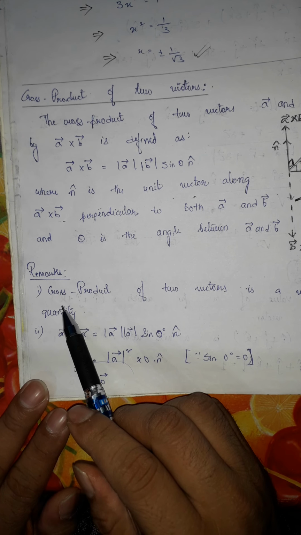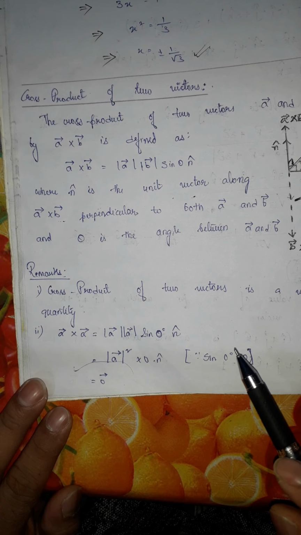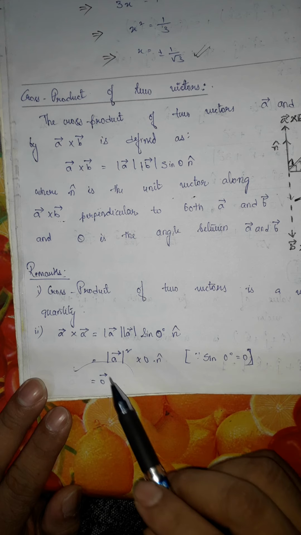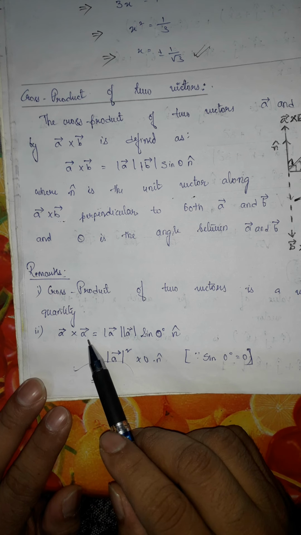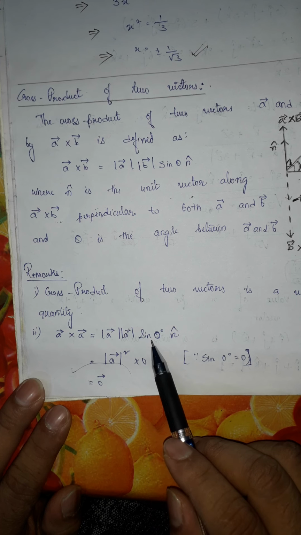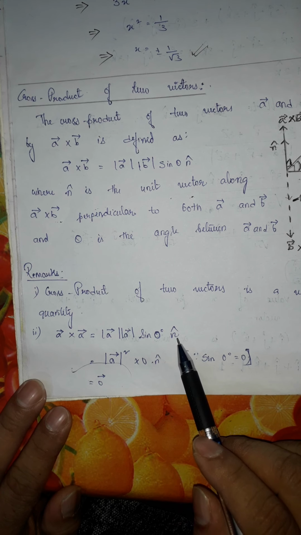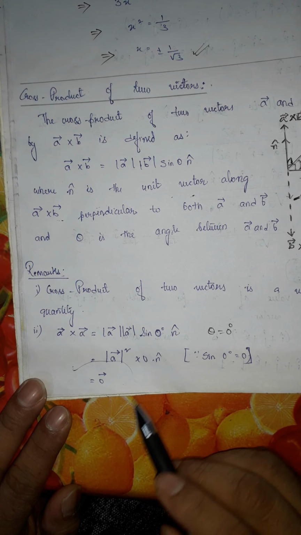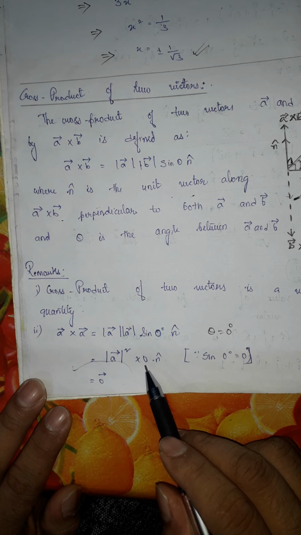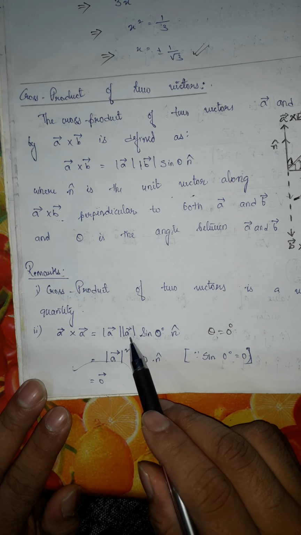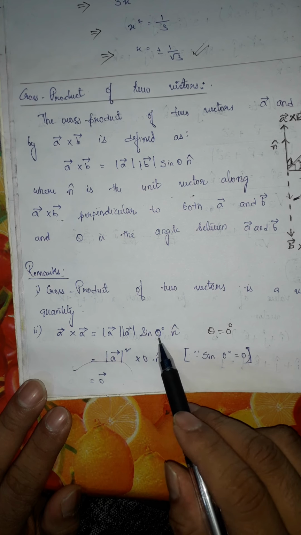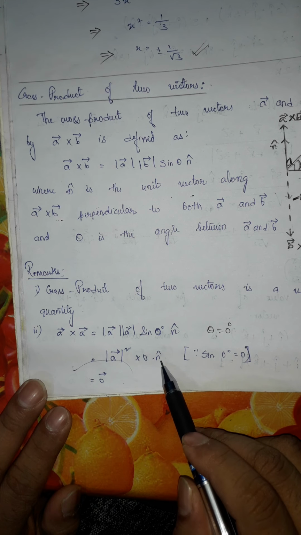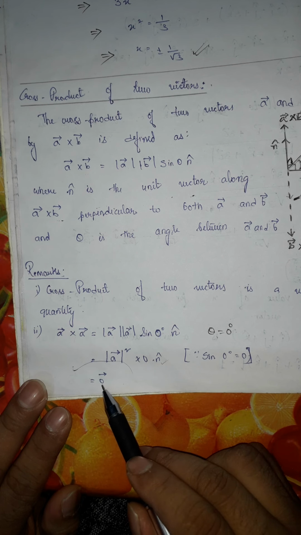Remarks. Number one, the cross product of two vector quantities is always a vector quantity. Number two, a cross a equal to magnitude of a into magnitude of a sine theta n cap. In this case, theta is equal to 0 degree and sine 0 value is 0. So magnitude of a into magnitude of a is magnitude of a square, sine 0 is 0 into n cap. So since n cap is a vector quantity, the result will be 0 vector.